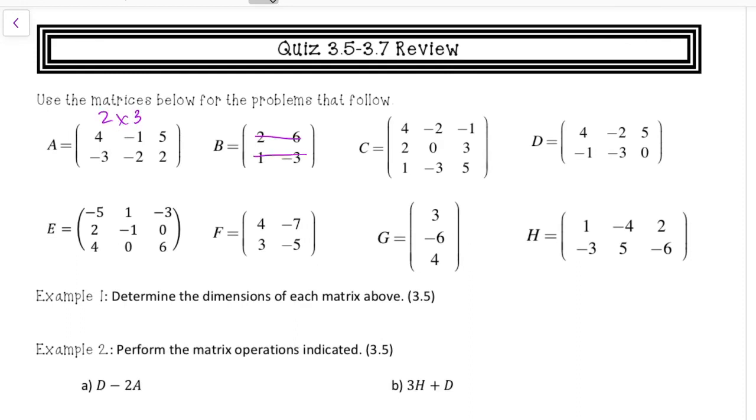Matrix B has 2 rows and 2 columns, so it is 2 by 2. Matrix C has 3 rows and 3 columns, 3 by 3. Matrix D has, again, 2 rows, 3 columns. Matrix E is another 3 by 3. F is another 2 by 2. G has a single column and 3 rows, so we call this a column matrix, so it is 3 by 1. And H is yet another 2 by 3.